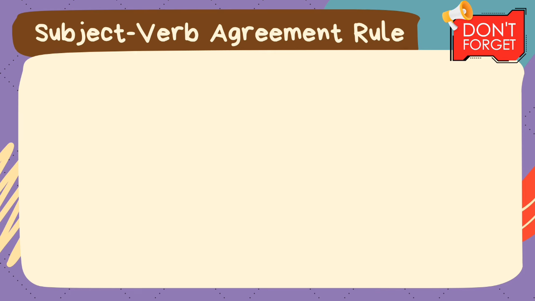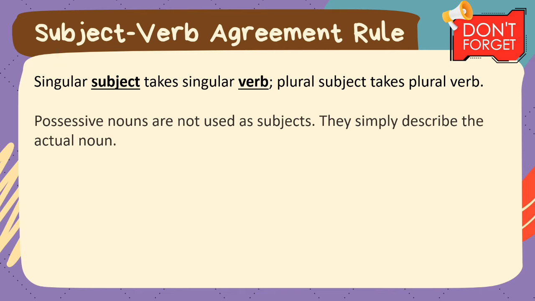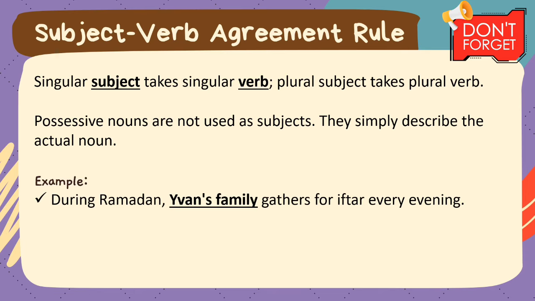Let's continue with subject-verb agreement rule. Singular subject takes singular verb. Plural subject takes plural verb. Possessive nouns are not used as subjects. They simply describe the actual noun. For example, we have during Ramadan, Ivan's family gathers for iftar every evening. In this sentence, Ivan's family means the family of Ivan. Family is the subject and the verb gathers must agree with it.